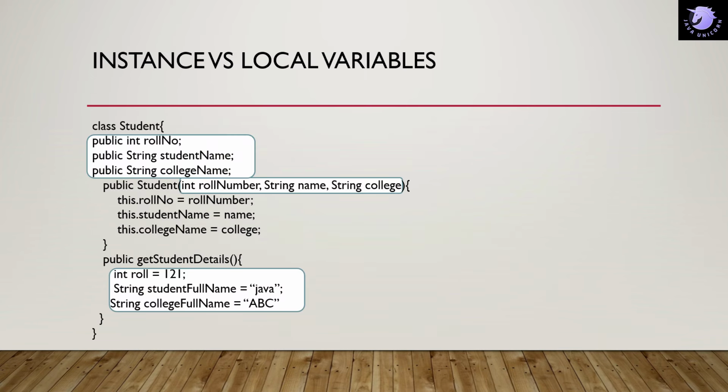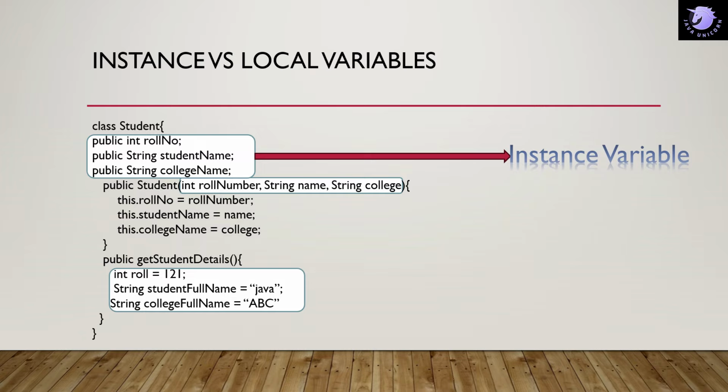To understand instance variables and local variables better, let's write a class named Student. Inside this Student class we have three variables: roll number, student name, and college name. We also have a constructor with three parameters, and a method named getStudentDetails. The instance variables are only these three: roll number, student name, and college name, because these variables are defined inside a class but outside the method scope.